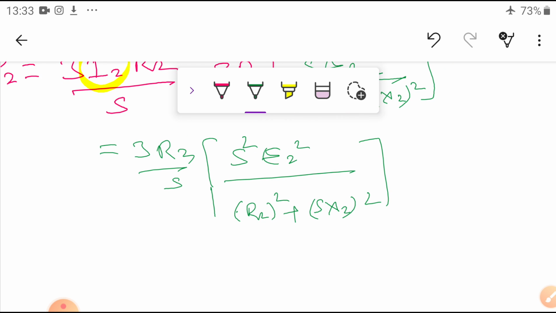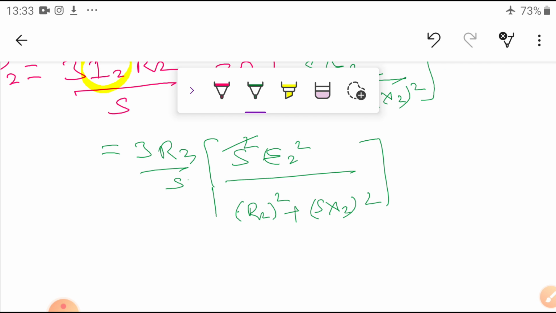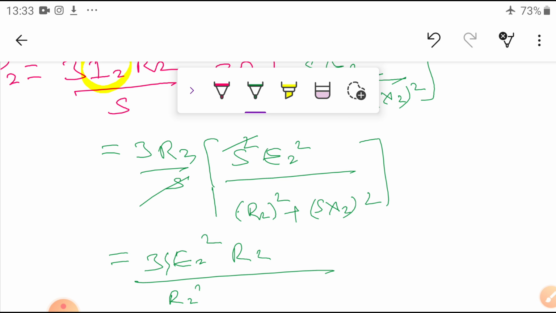By simplifying this, here this S and this S will go. Then we are going to get 3 into E2 whole square, and at the same time there is also one S: 3 S E2 square into R2 divided by R2 whole square plus Sx2 whole square, that is equal to P2. So we got this equation.